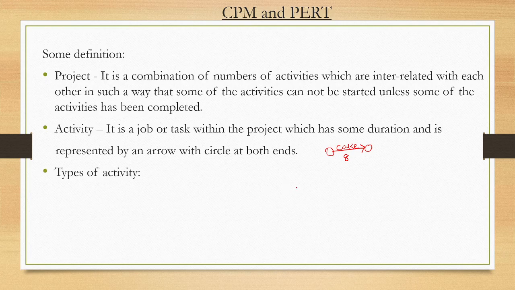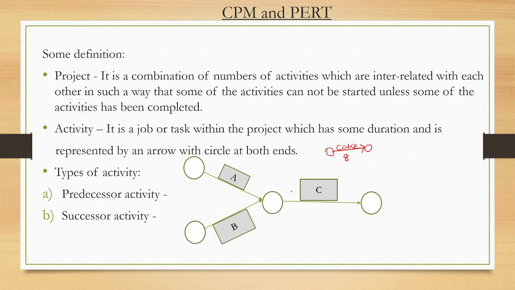What are the different types of activities? We have two types of activity. One is predecessor and the second is successor activity. In this diagram, we can say that A and B are predecessors of C. Similarly, C is the successor of both A and B.